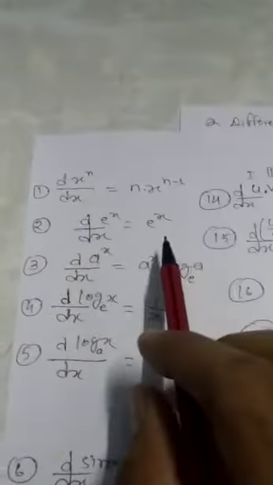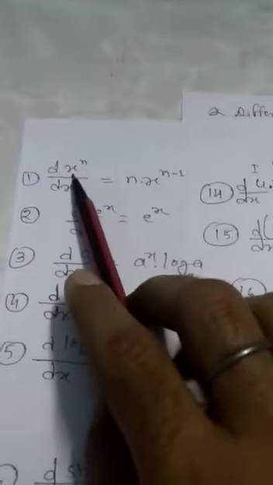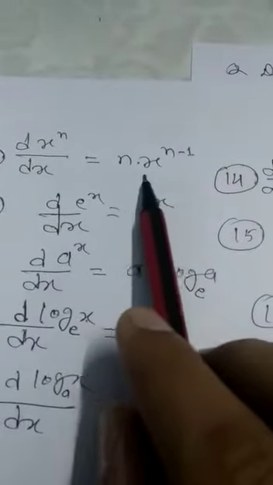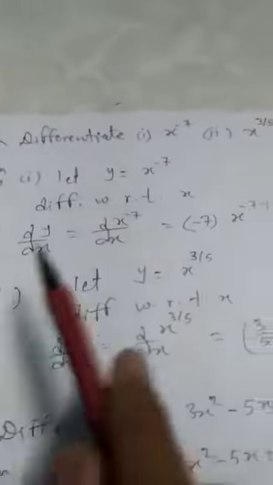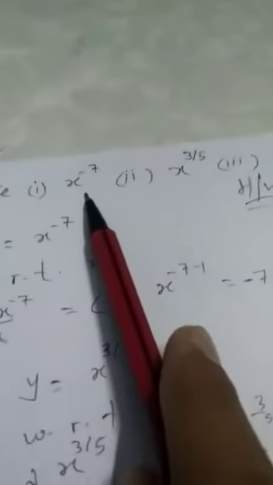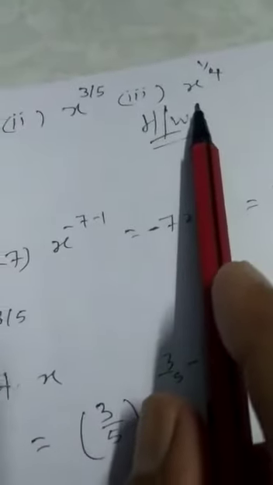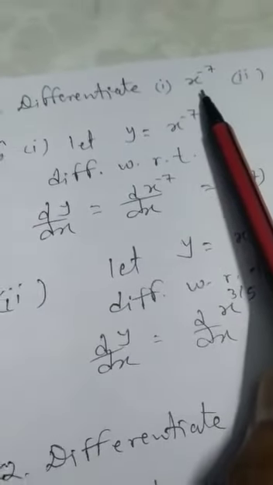Let's revise some differentiation values of standard functions. Whenever we differentiate x to the power n with respect to x, it becomes n into x to the power n minus 1. This is the first formula, and you have solved so many questions based on this formula. For example, differentiate x to the power minus 7. Second question, x to the power 3 by 5, x to the power 1 by 4. So let's solve the first question, x to the power minus 7, on the basis of the first formula.